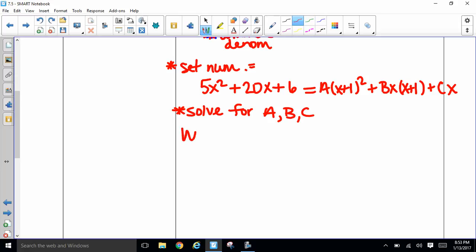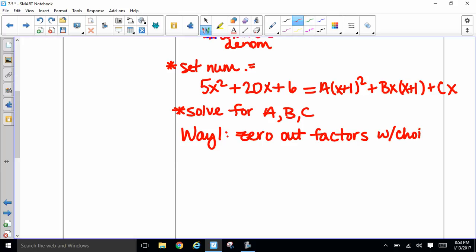So usually when you're going through and trying to find A, B, and C, way one of doing that is what I'm going to call zeroing out the factors with your choices of x. Meaning, first, I would take a look and say, I see this x plus 1 as a factor, so I'm going to let x equal -1, because -1 plus 1 would cause it to go to 0.